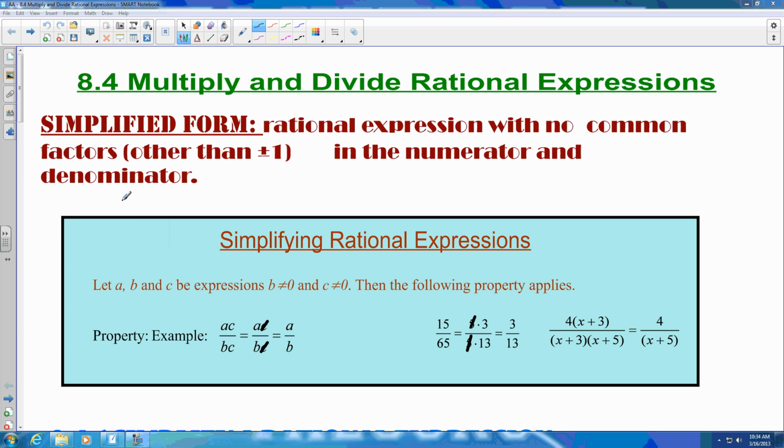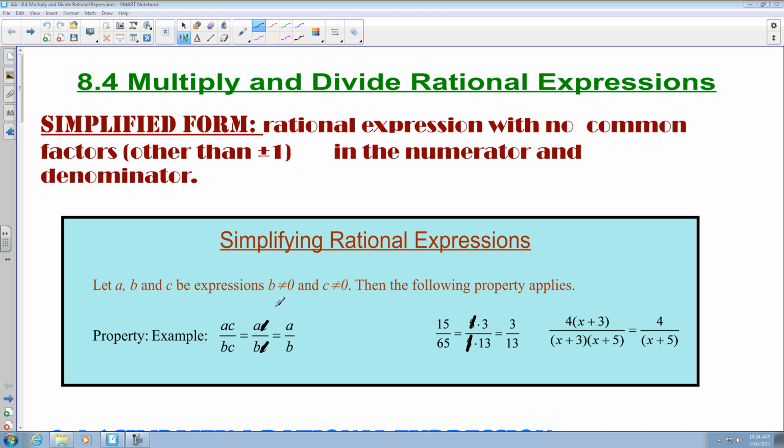All right, we are in section 8.4 where we're going to multiply and divide rational expressions. Again, when we multiply and divide, our goal is to get it into its simplest form. And simplest form means that a rational expression has no common factors other than plus or minus 1 in the numerator and the denominator.